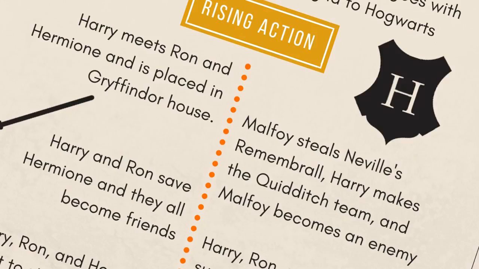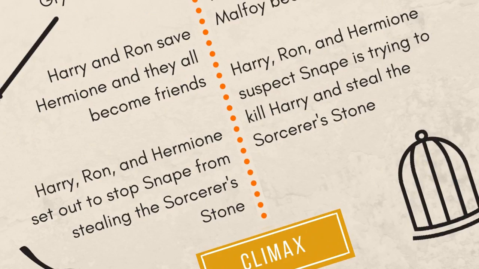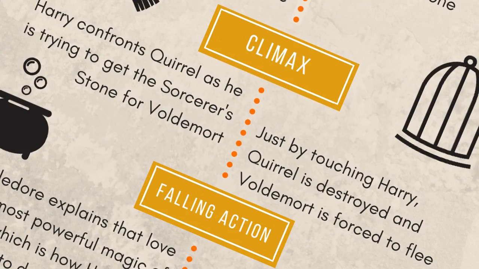So the rising action here is establishing Harry's friends and enemies, but also introducing a major plot point, which is the Sorcerer's Stone. Harry has another enemy in Professor Snape, so Harry, Ron, and Hermione begin suspecting that Snape is trying to kill Harry and steal the Sorcerer's Stone. Harry, Ron, and Hermione then break every school rule in order to set out to stop Snape from stealing the stone. At this point, our character has made a choice on how he will deal with the conflict, which means it's time for the climax.